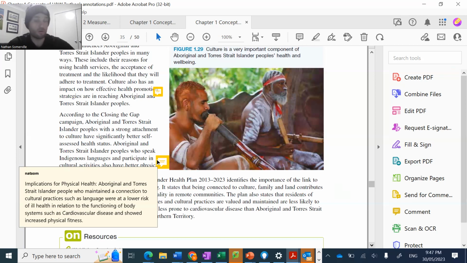So if you were to give an example in the question that you wanted to say about retaining culture and how it can impact physical health, you could speak about traditional hunting practices and eating bush tucker as an example of how an Indigenous person can improve their physical health and well-being through the retention of culture. So that's how culture relates to health and well-being.